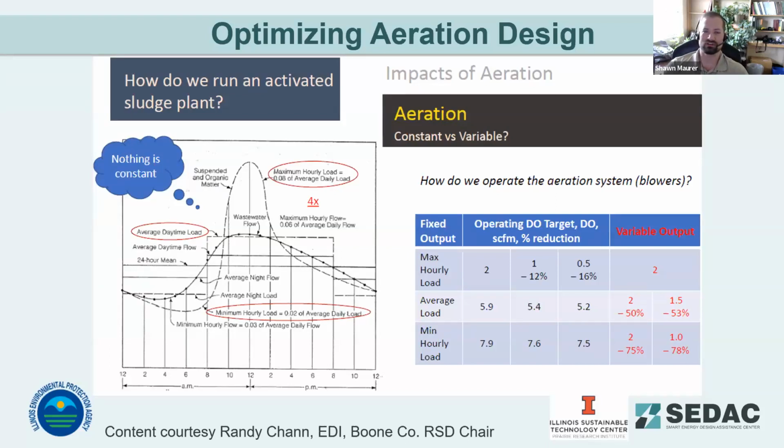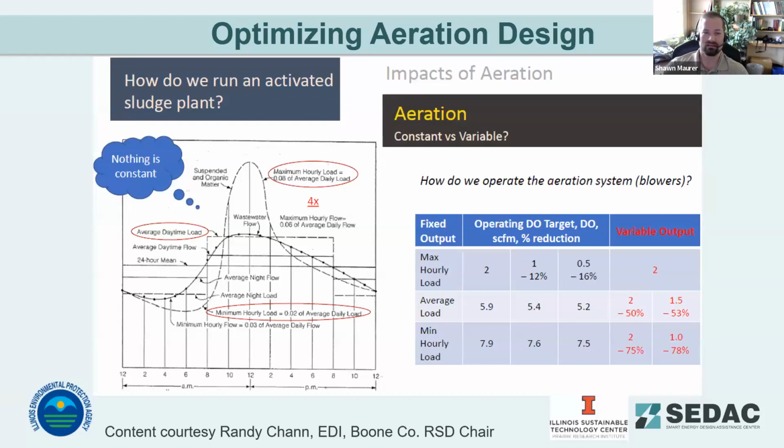So the first chart is showing fixed blower operation with different DO set points of 1, 2, or half a milligram per liter. There's some potential energy savings there from the lower DO set points, but at those minimum load conditions, you're still over aerating and your DO is still going too high.